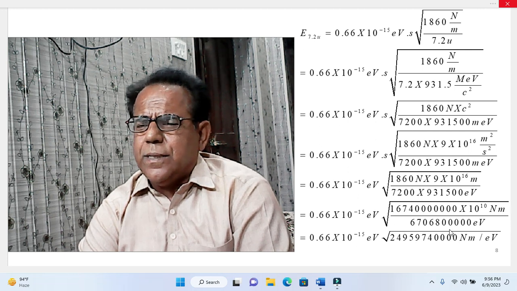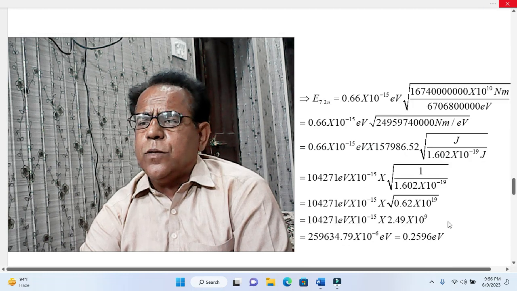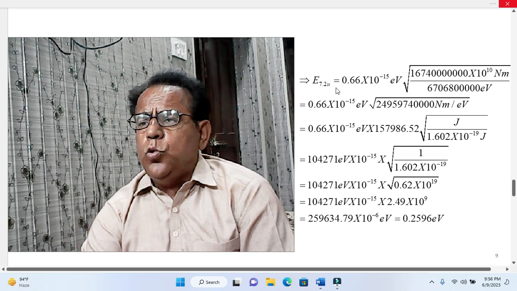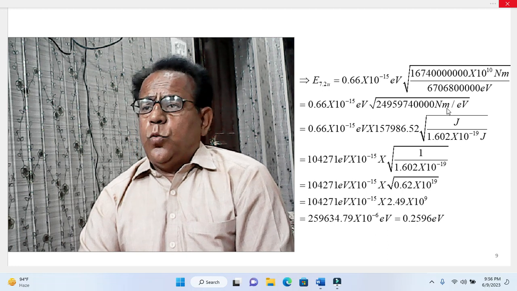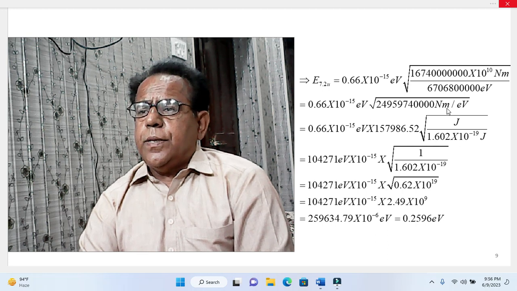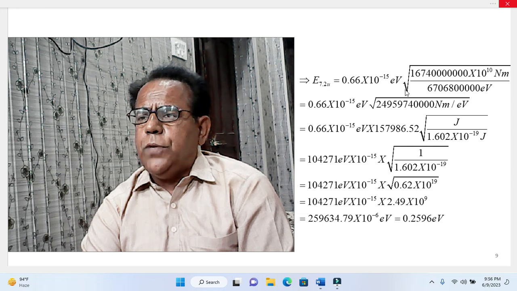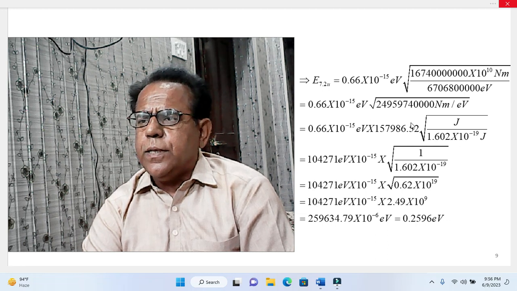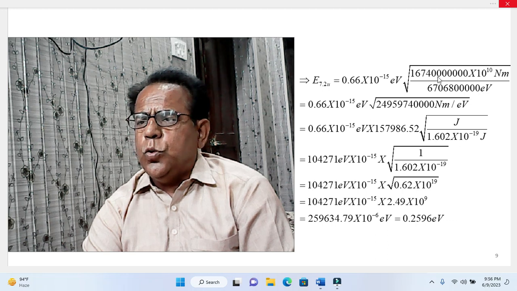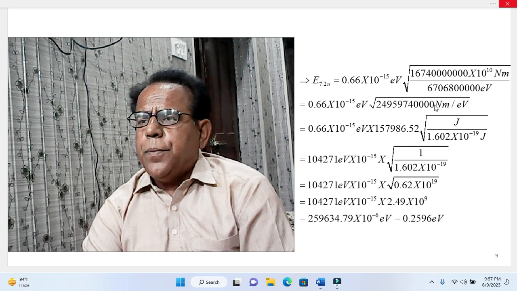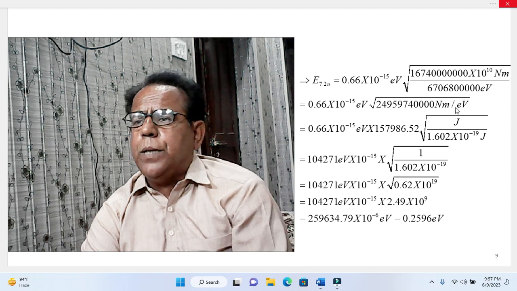There is no need to explain these simplifying steps. Okay, so this into this, no rocket science, quite easy simplification. E 7.2 U has become equal to 0.6 into 10 to power minus 15 electron volt into this over this. Okay, next, to this extent, no change. What is this 2495? Actually we have divided this quantity by this quantity, so it has taken the place as this Newton meter. This is electron volt. Okay, these two numerical values will be simplified as this value. And Newton meter is in the numerator and electron volt is in the denominator, and hence it will become Newton meter over electron volt.